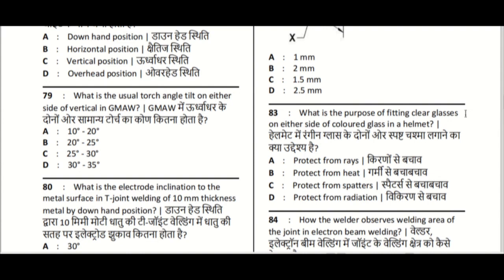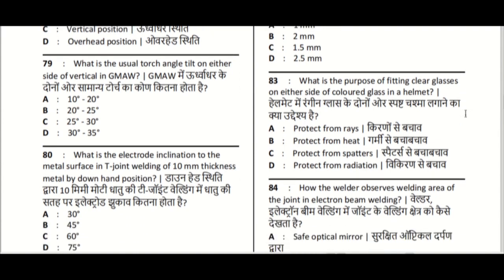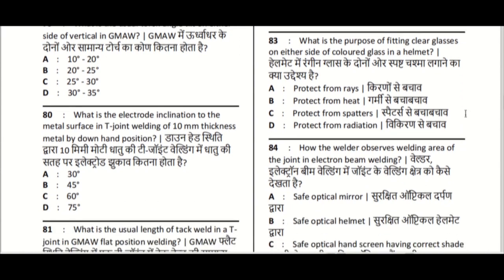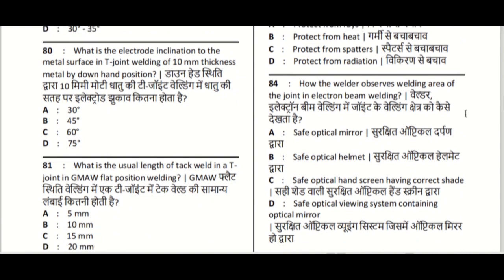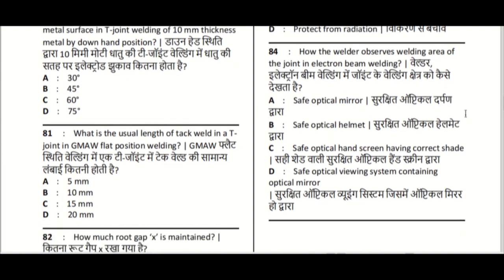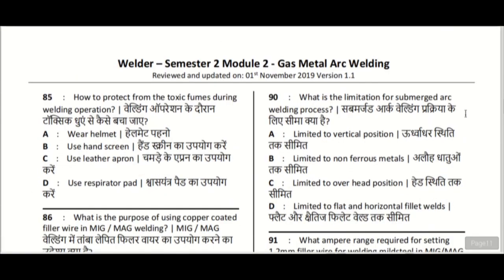What is the purpose of fitting clear glasses on either side of the colored glass in a helmet? It's for protecting from spatters. How does the welder observe the welding area of the joint in electron beam welding? Using a safe optical viewing system consisting of optical mirrors.